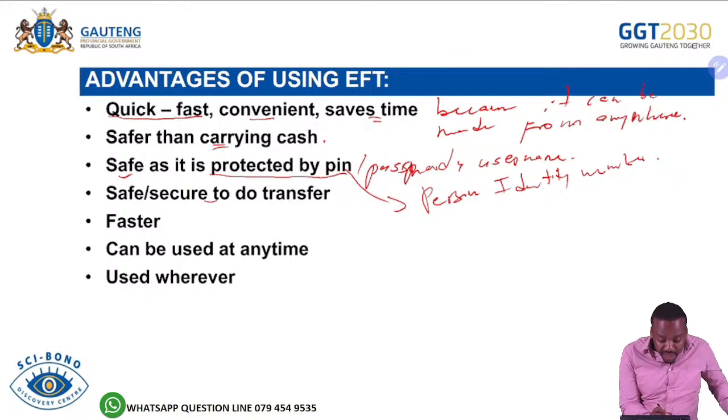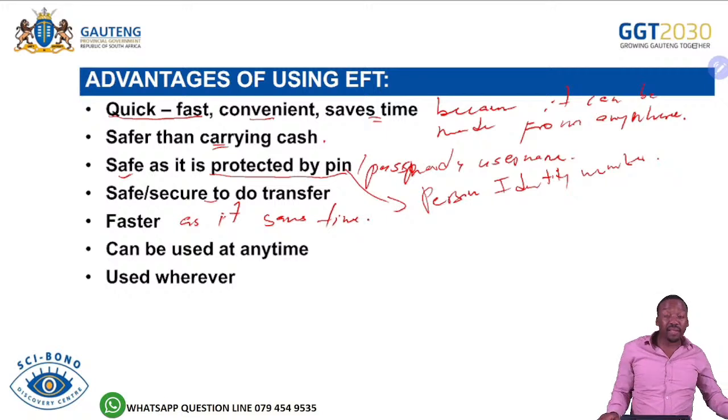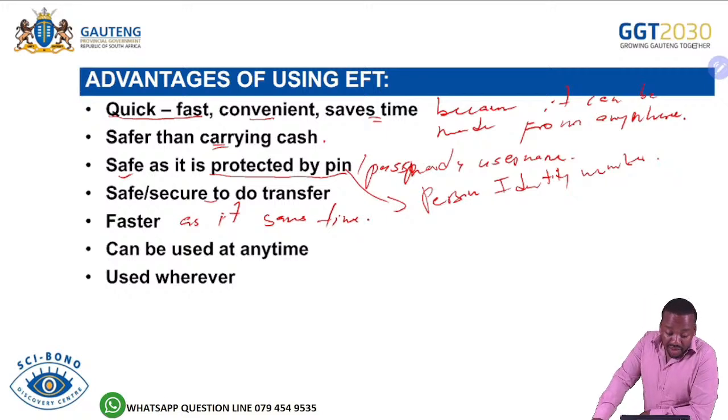transfer to. It is faster as it saves what? Time. As it saves time, right? So it is another advantage. It can be used or done at any time. So that is part of convenience, and it can be used what? Wherever.